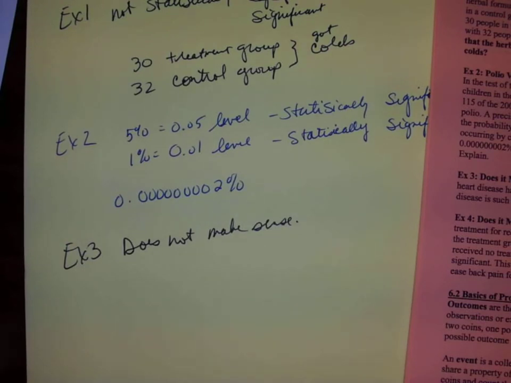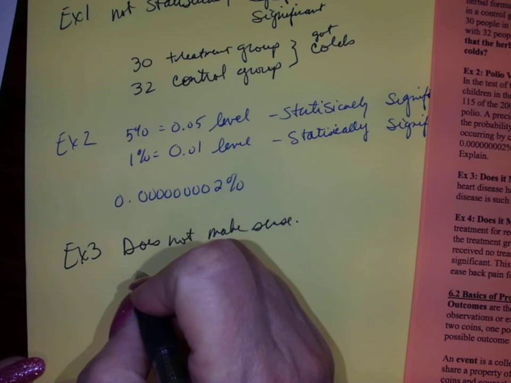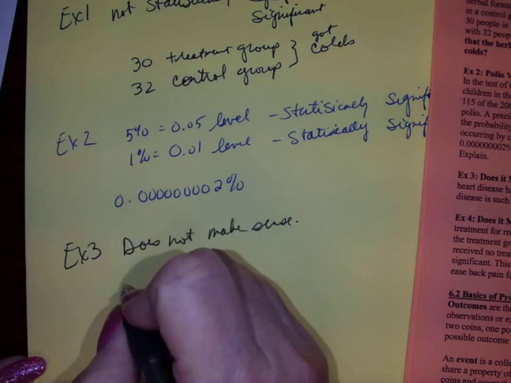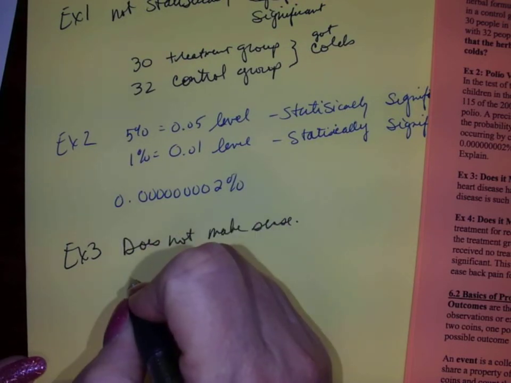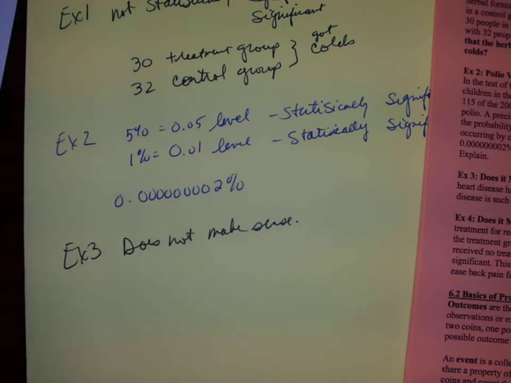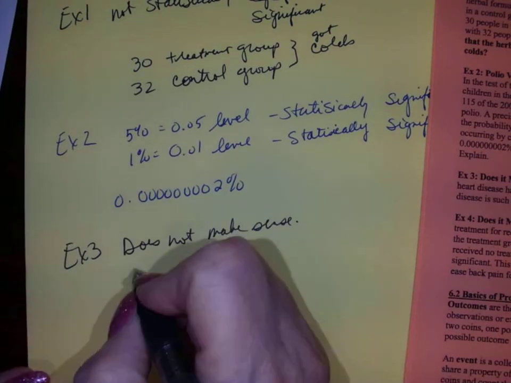So just because it's an important topic, remember, statistical significance has a particular meaning with regard to the probability that the results occurred by chance, and it doesn't mean that the topic is important.